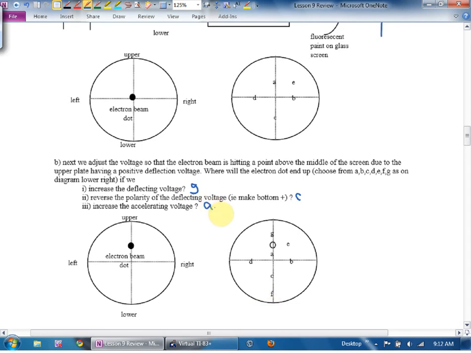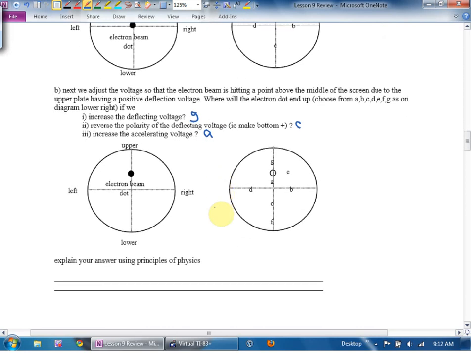Okay. Does that make sense? Tyler, you were away, make sure you watch the lessons. But this was the idea behind how a TV screen works. The old style cathode ray tube TV screens, not the plasma, not the flat screen, but the old ones.